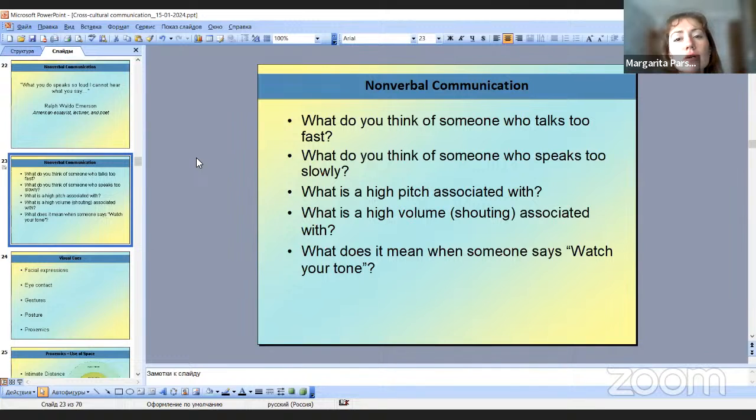Let's think about non-verbal communication. Here are questions which you must ask yourself. What do you think of someone who talks too fast? Is that good?